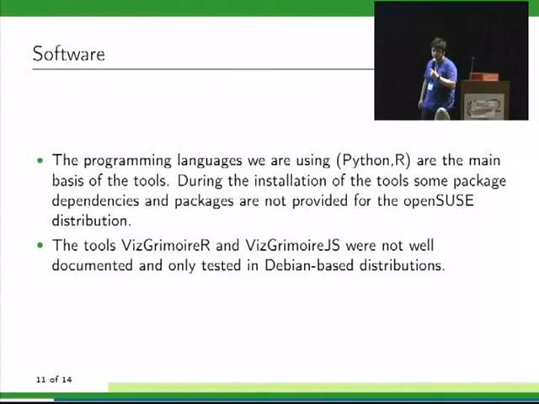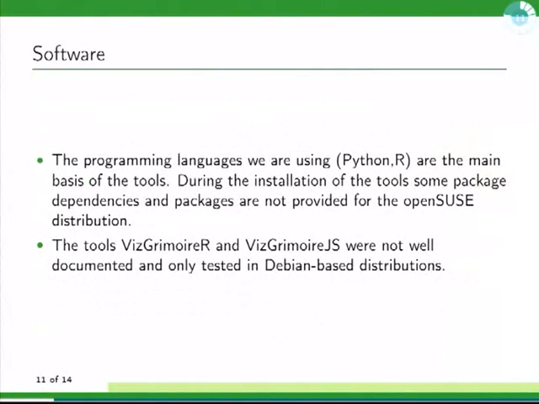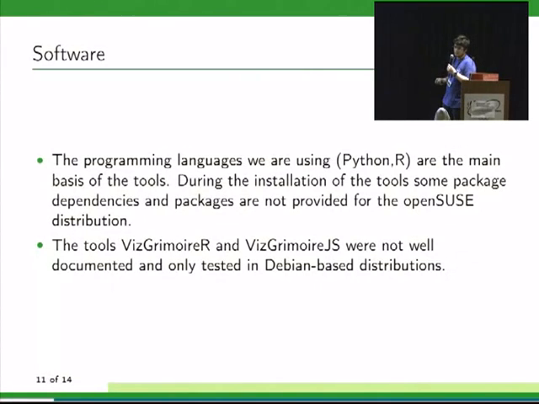Another problem that we faced is related to the software, because vizGrimoireR and vizGrimoire.js have many dependencies in R. So many dependencies are not packaged. So we had to face all these problems and make the tools able to run. The main problem was that these tools, vizGrimoireR and vizGrimoire.js, are documented and packaged only for Debian-based distributions. Even in Fedora, for example, the necessary R packages were not available in RPM format.